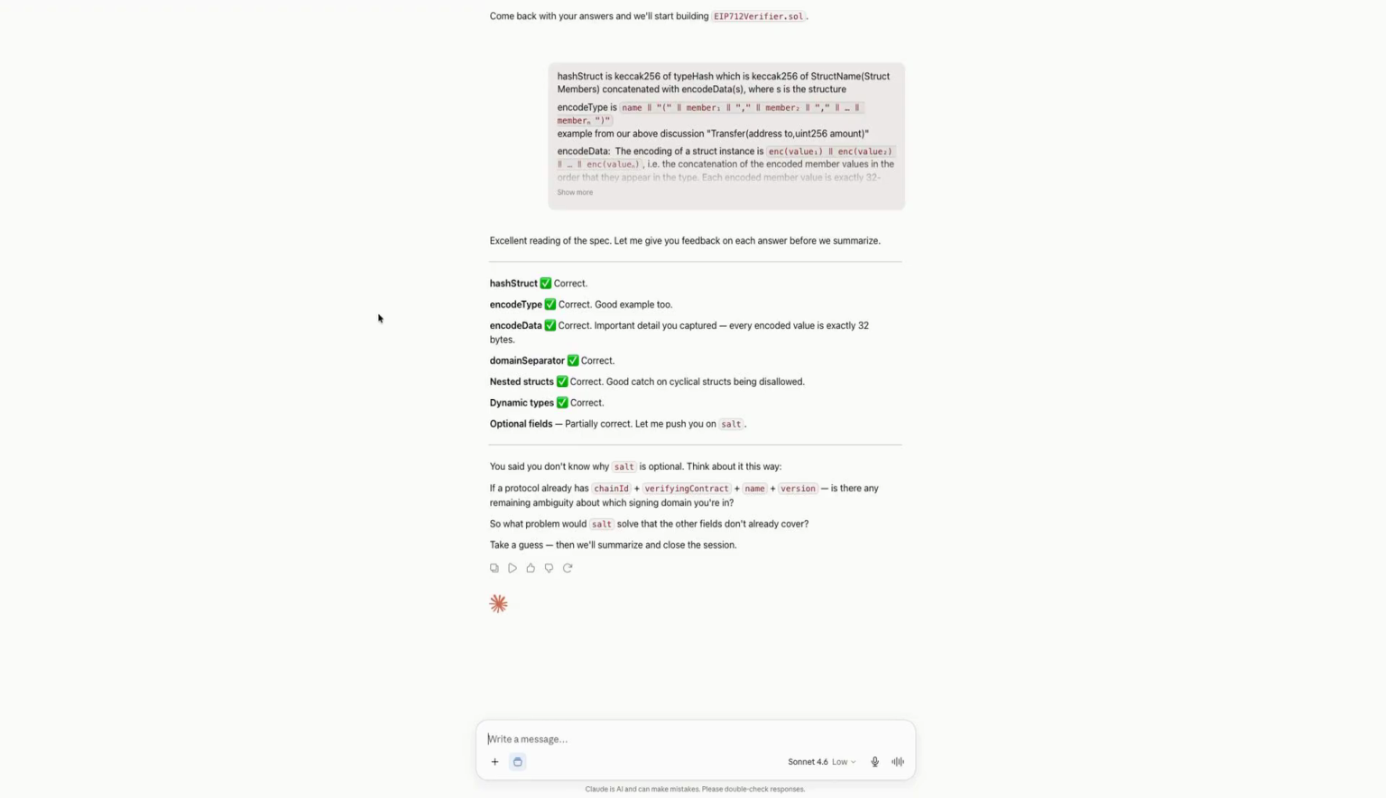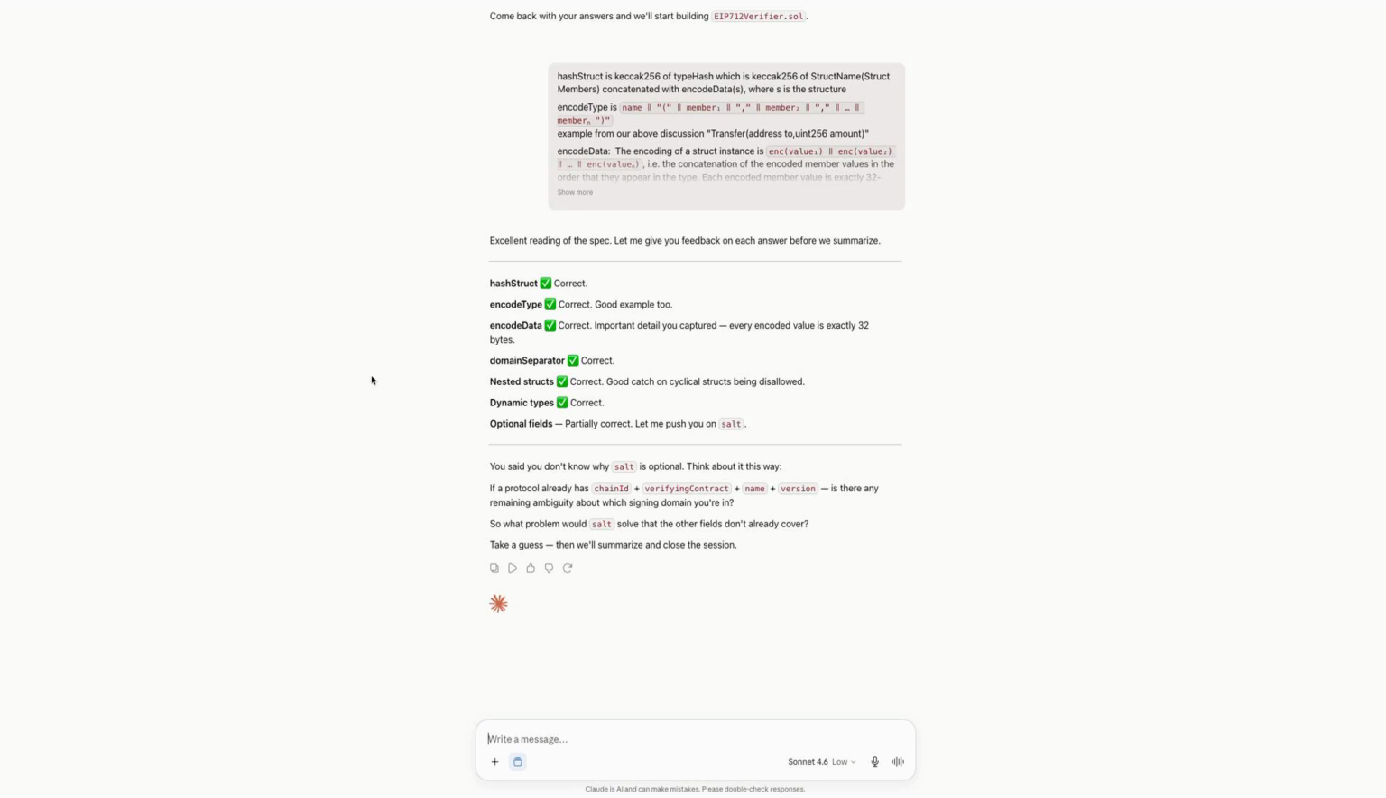Let me push you on salt. You said you don't know why salt is optional. Think about it this way. If a protocol already has chain ID plus verifying contract plus name plus version, is there any remaining ambiguity about which signing domain you are in? So what problem would salt solve that the other fields don't already cover? Take a guess, then we'll summarize and close the session.